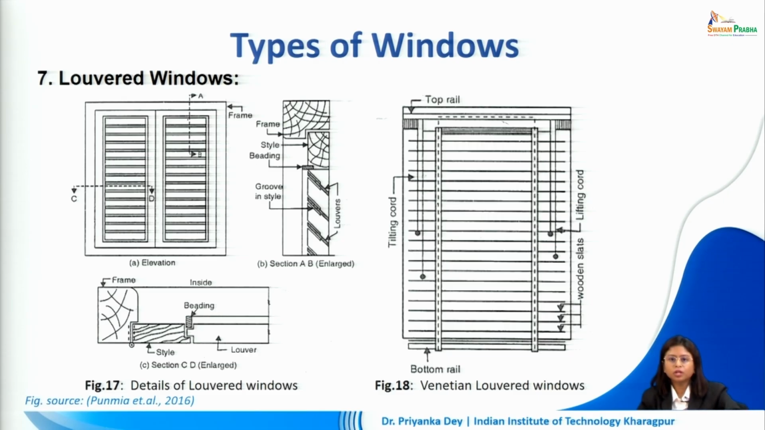So this is how louvered windows will look like. In this case this is a fixed louvered situation. In this case all the louvers are equally spaced out and fixed in grooves in the stile. But if we have vertical members which allow us for movement, they are the Venetian louvered windows.